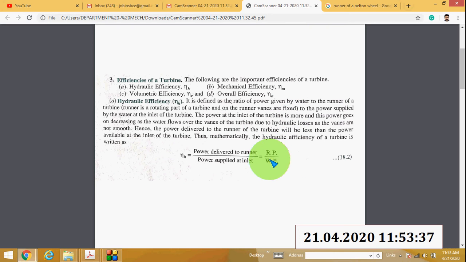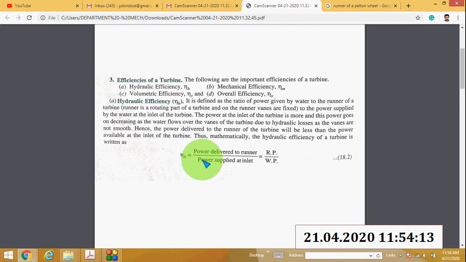That means the water power is more, and this power goes on decreasing as the water flows over the vanes of the turbine because of hydraulic losses, as the vanes are not smooth. Hence the power delivered to the runner of the turbine will be less than the power available at the inlet of the turbine. The inlet power is called water power, so the runner power will be less than the water power.